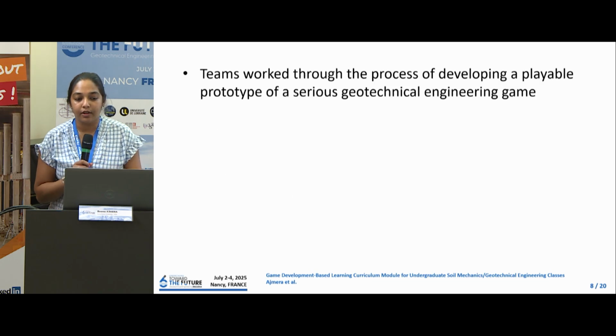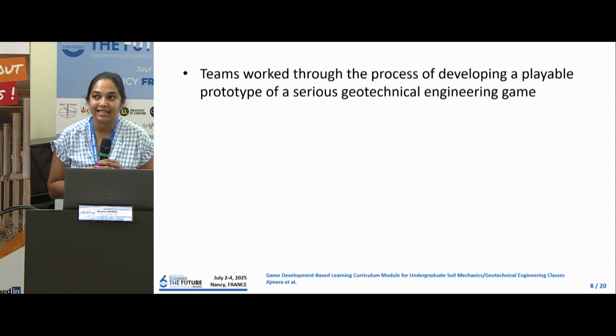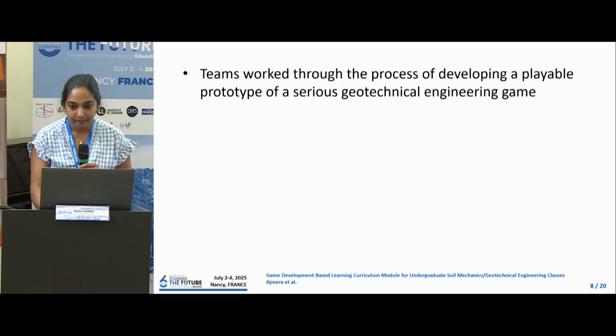As part of the curriculum, the students worked through the process of developing a playable prototype of a serious geotechnical engineering game. And for those of you that are not familiar, the idea of a serious game is that it's more for learning and teaching and less for the enjoyment and the fun of playing a game. So it has a learning component to it.